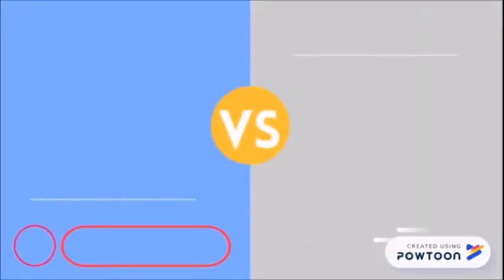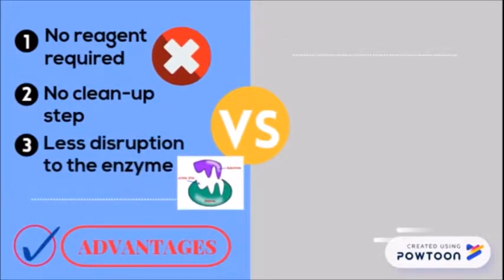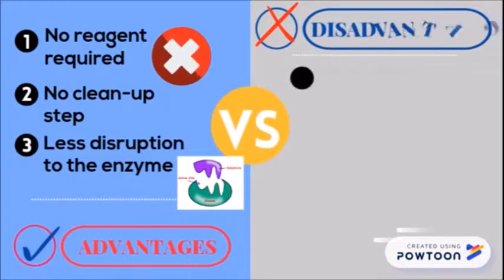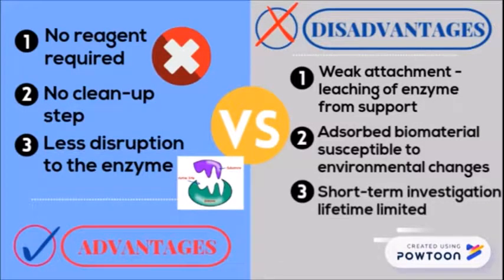The advantages of the adsorption method are: 1. No reagents required. 2. No cleanup step. 3. Less disruption to the enzymes. The disadvantages are weak attachment, leaching of enzyme, adsorbed biomaterial susceptible to environmental changes, and limited short-term lifetime.